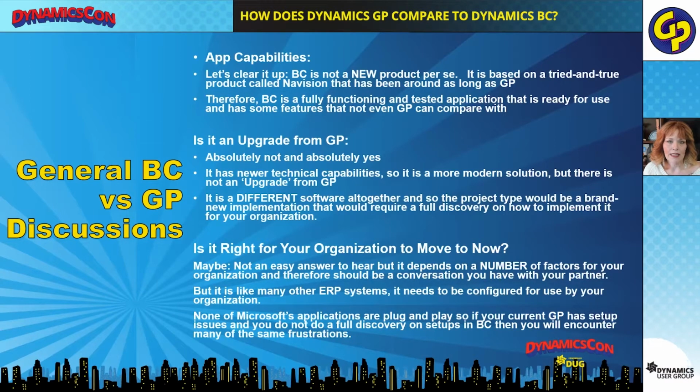The next question I get a lot is, is it right for my organization? The answer to that is maybe, and it depends. So one, is GP just not working for you anymore? Maybe it's because you want an application that's more geared towards the cloud and operating from the cloud perspective. You can get BC on-premise as well. Could it be that you just want to keep up to date, but you need to make sure you have it in your budget for a full implementation? It's like any other ERP system, it's going to have to be configured to work for your organization. So a discovery is also in the works for doing that sort of thing.